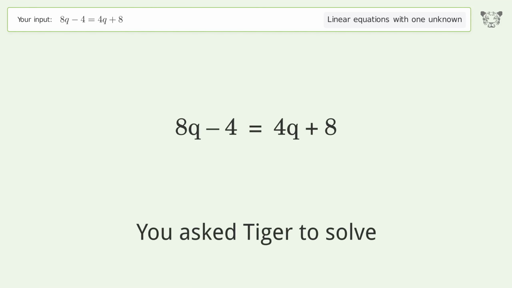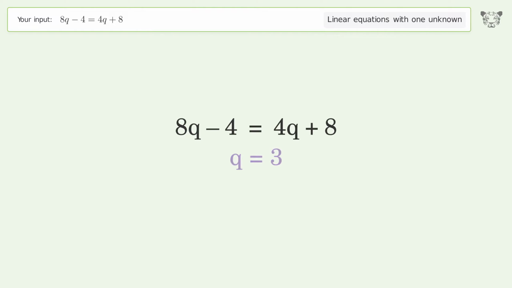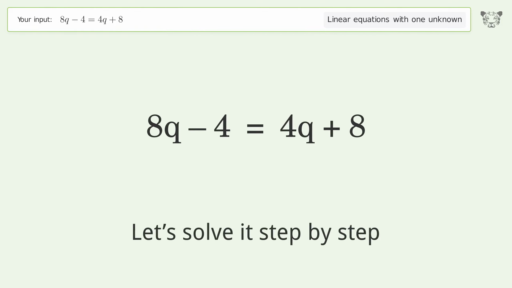You ask Tiger to solve. This deals with linear equations with one unknown. The final result is q equals 3. Let's solve it step by step.